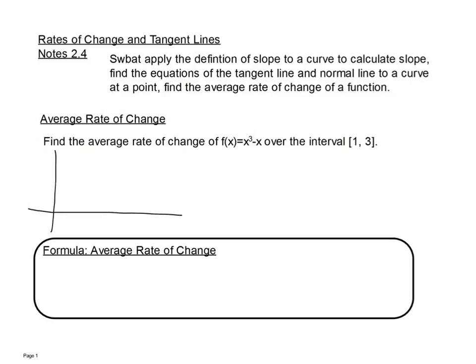All right, so find the average rate of change of f(x) = x^3 - x over the interval 1 to 3. My function looks like this. You can get those points that I did. This is (3, 24), and this is (1, 0).